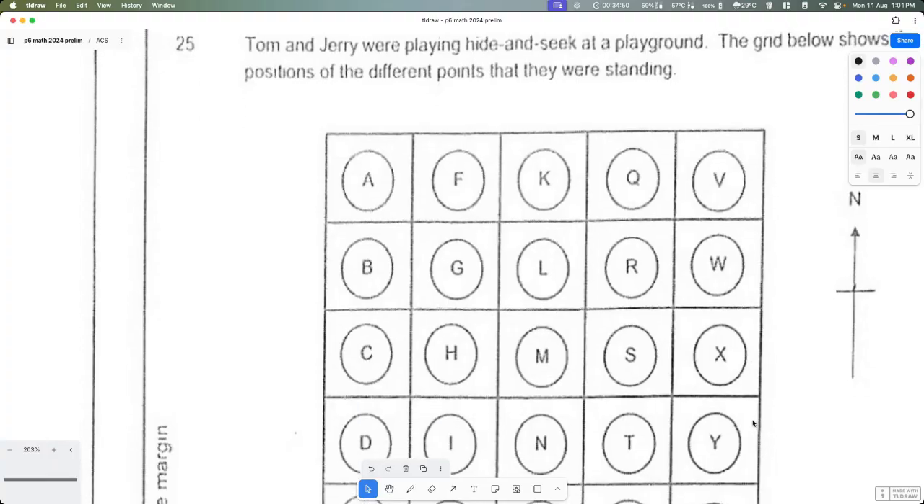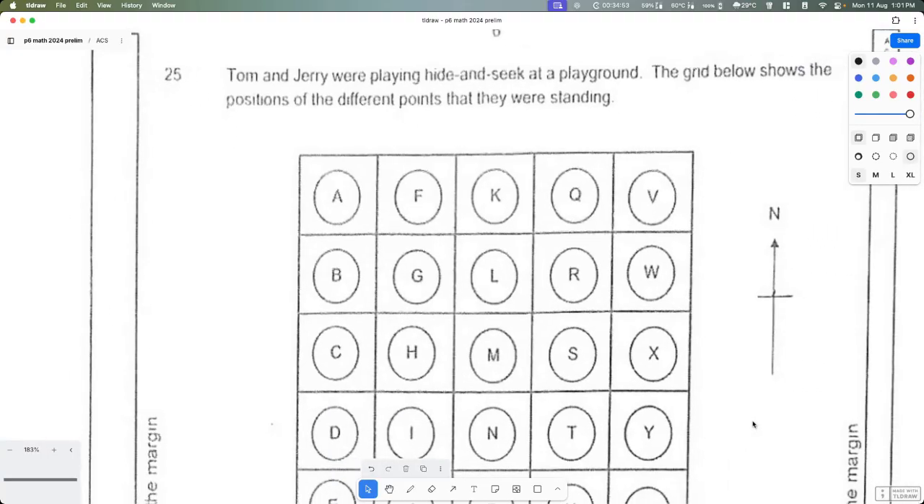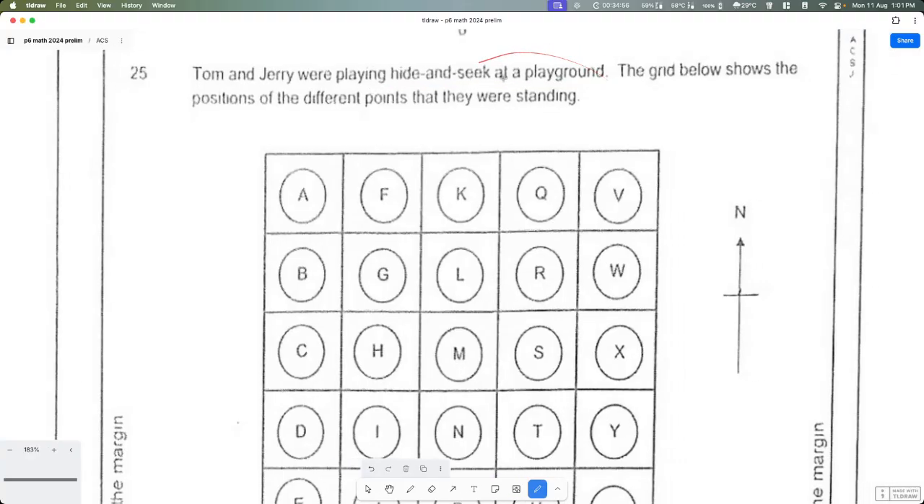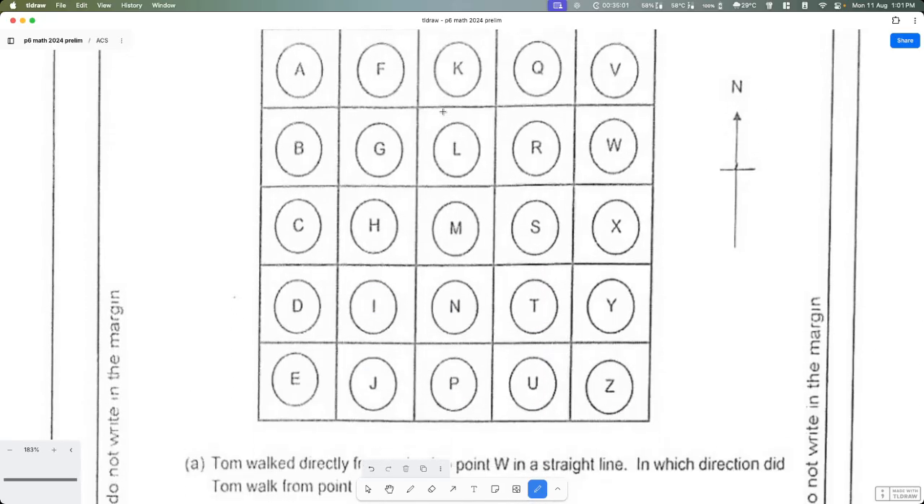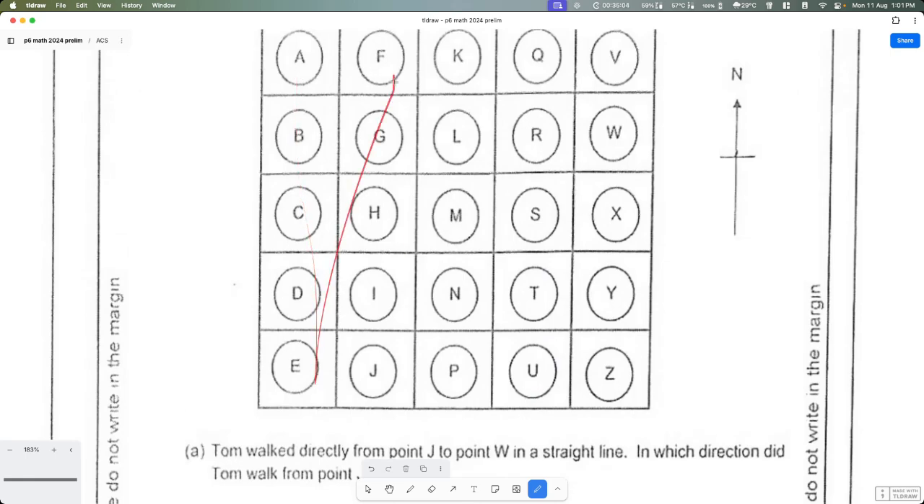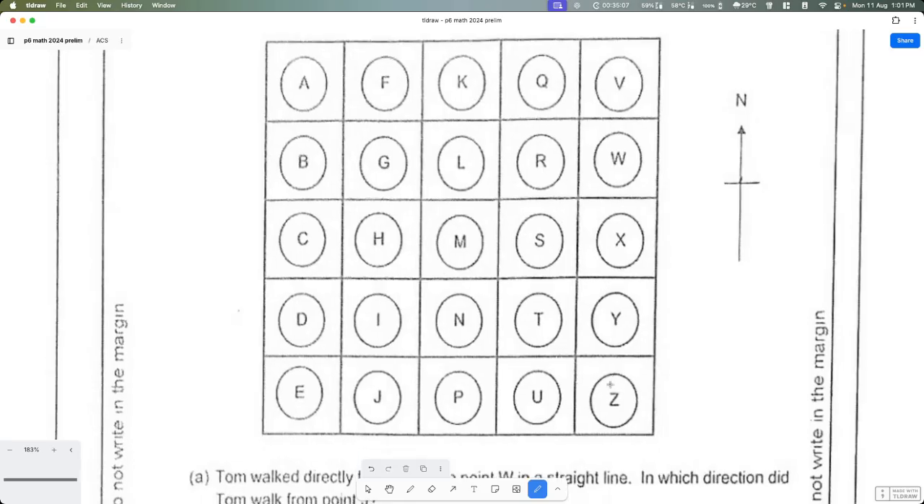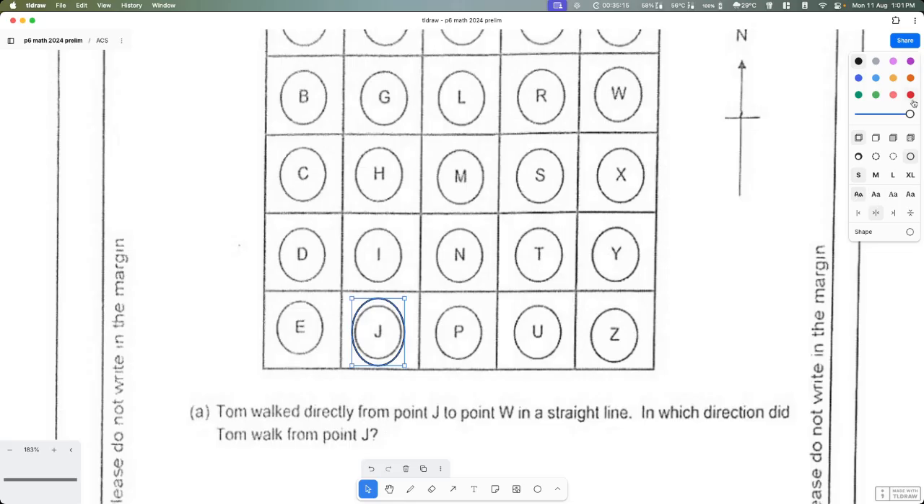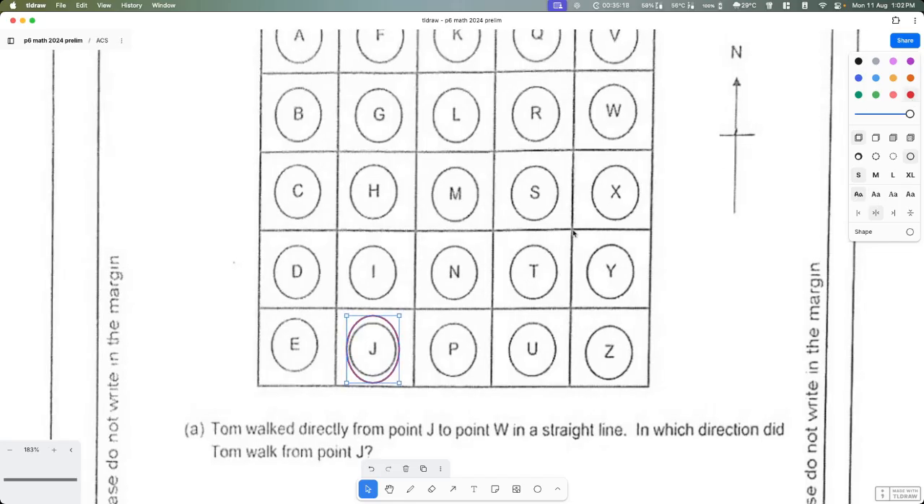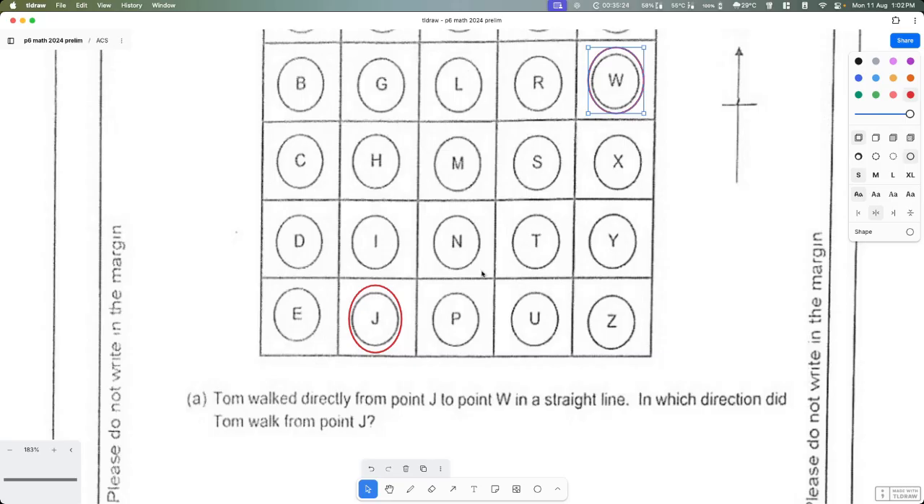Question number 25. Tom and Jerry were playing hide and seek at the playground. The grid below shows the positions of the different points they were standing. So you have A, B, C, D, E, F, G, H, I, J, K until Z. Tom walked directly from point J, so I'm going to put point J as red, to point W, so another circle, point W over here, in a straight line. That means he just walked from J to W like this.